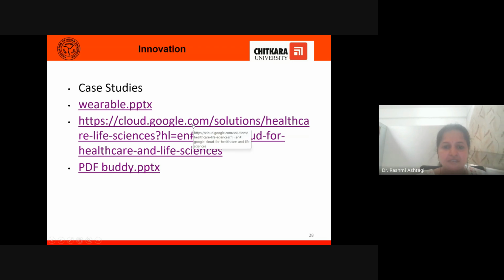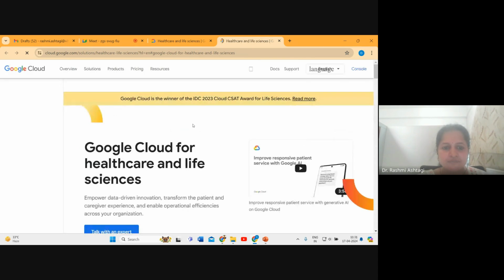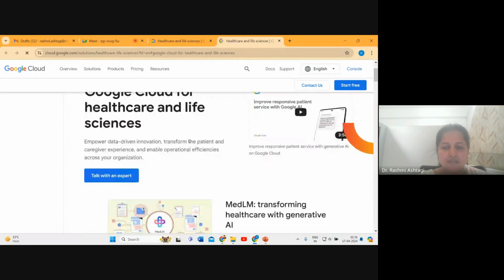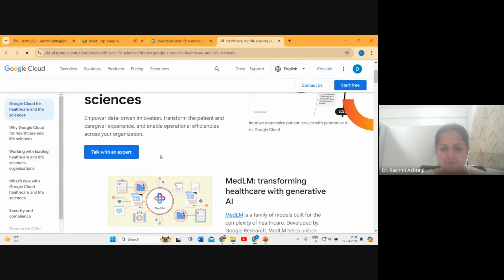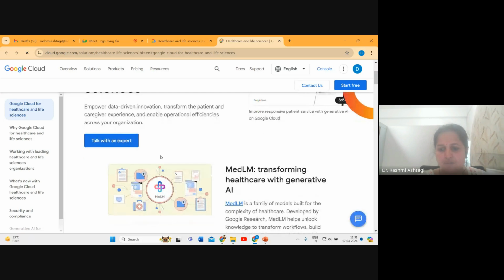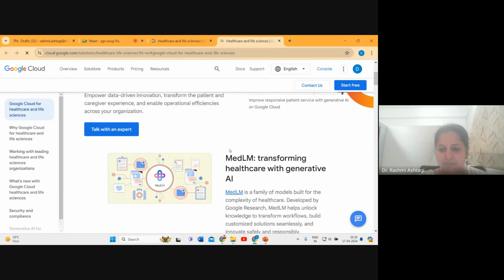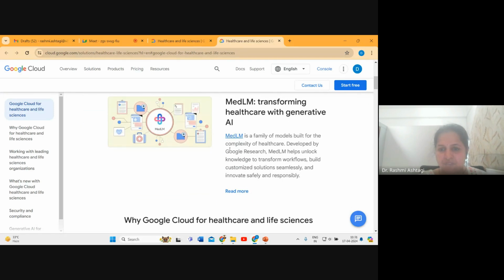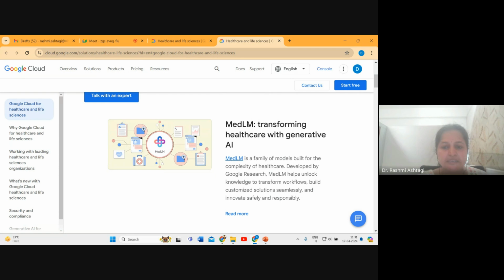Okay. So next, here you can see Google has its own healthcare, with generative AI. I don't know how many of you know about PaLM and all. So if you see, instead of PaLM, we can use MedLM. MedLM is particularly a generative AI used for healthcare.